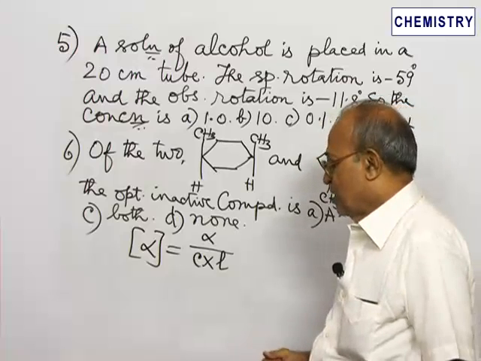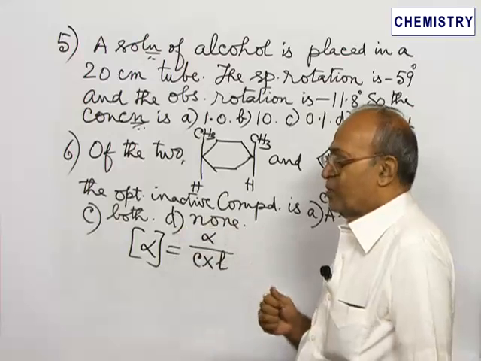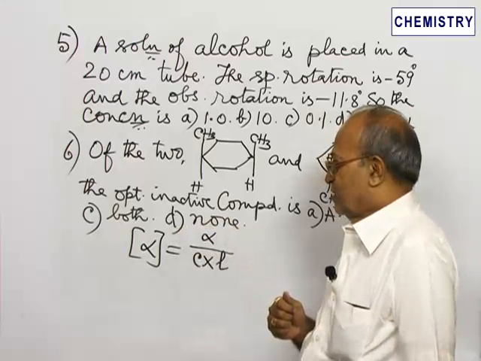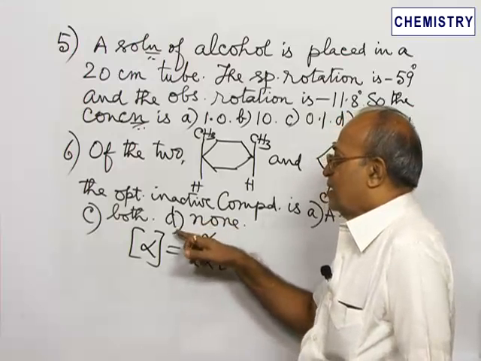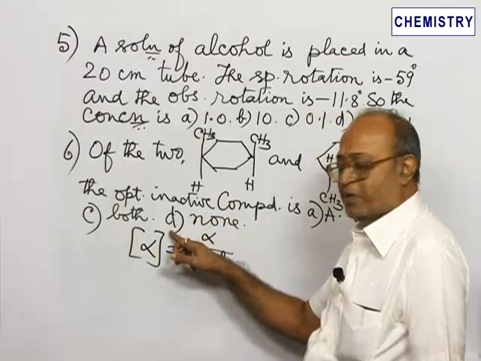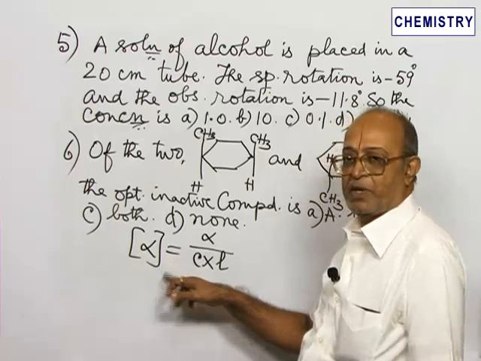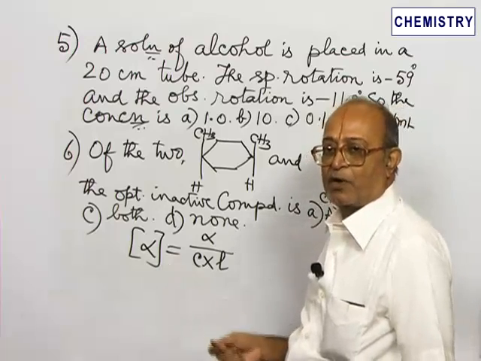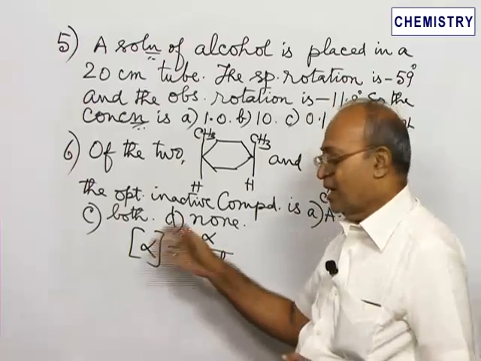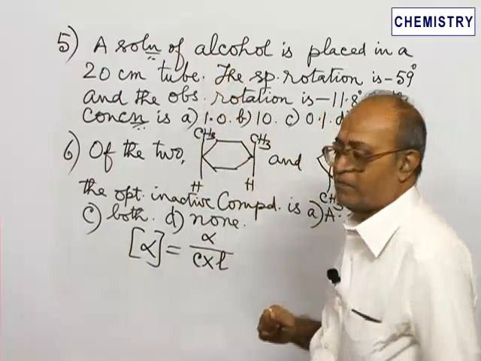Of course, I have omitted some points here. If you remember the discussion from the last class, temperature is to be mentioned and the wavelength of the light is to be mentioned. Since these are not involved in our calculation, I have omitted them. Now let us go through this problem.